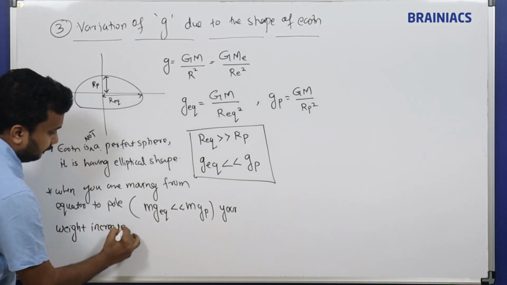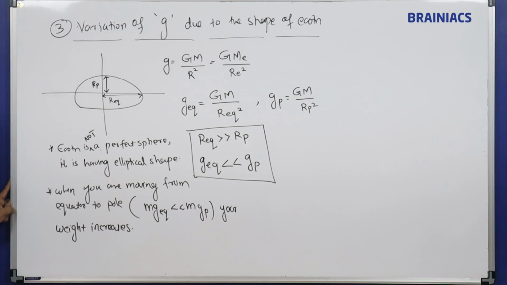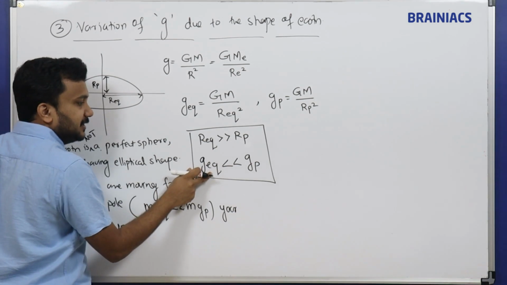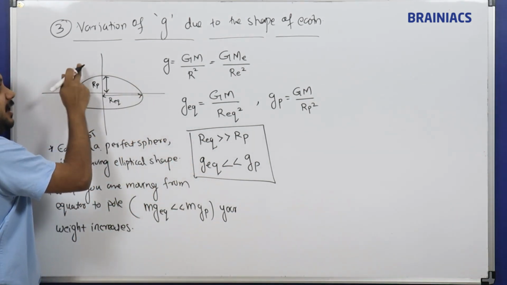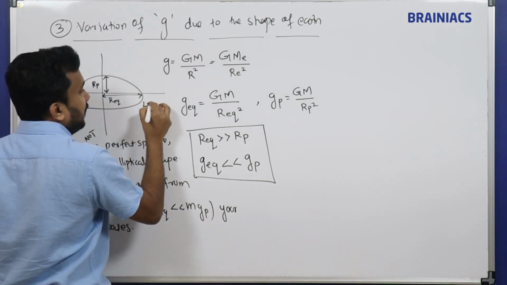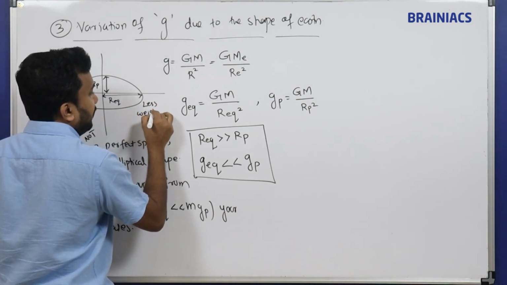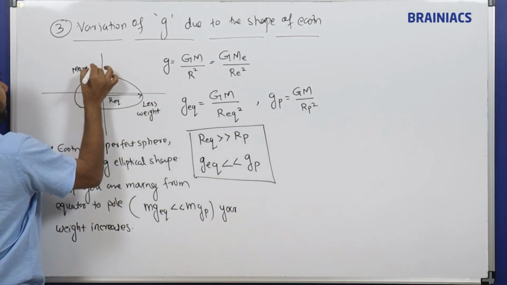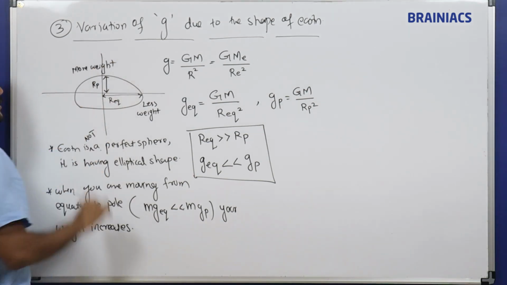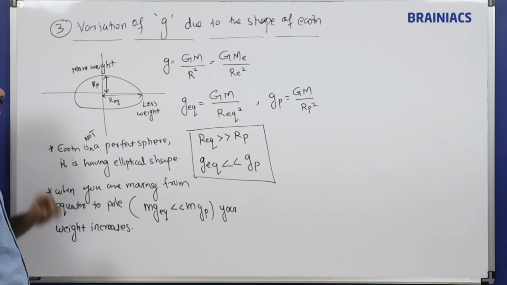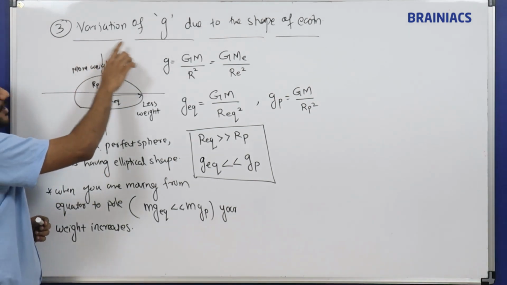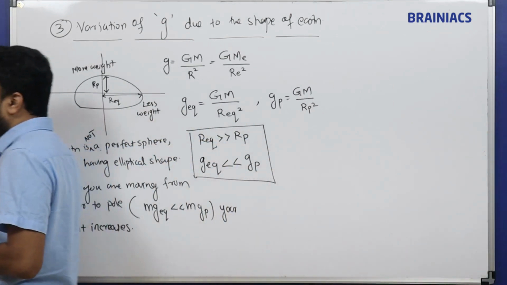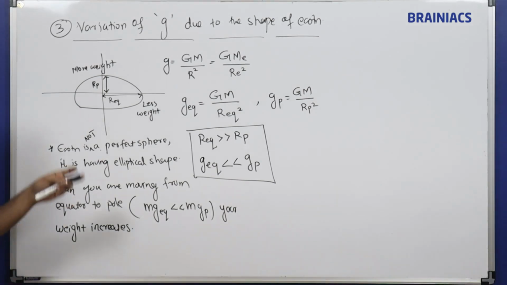This is a very important point. Your weight increases when you are moving from equator to pole, because the acceleration due to gravity at the equator is lesser. So you have less weight at the equator and more weight at the pole, because the acceleration due to gravity at the equator is lesser and at the pole is higher. So this is the variation of acceleration due to gravity due to the shape of Earth. Earth is not a perfect sphere, it is more or less an elliptical shape. Hope this is clear.